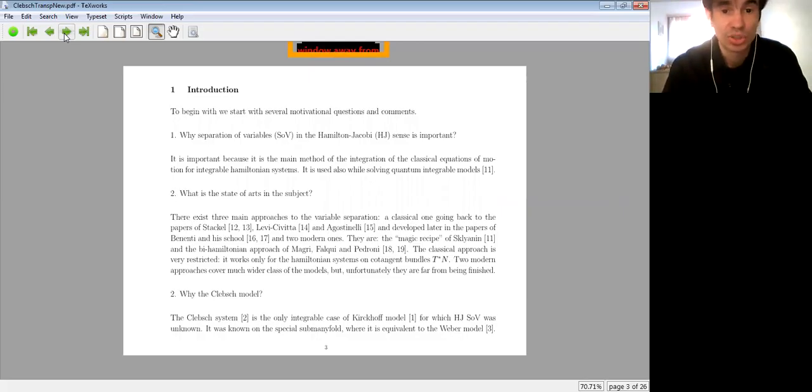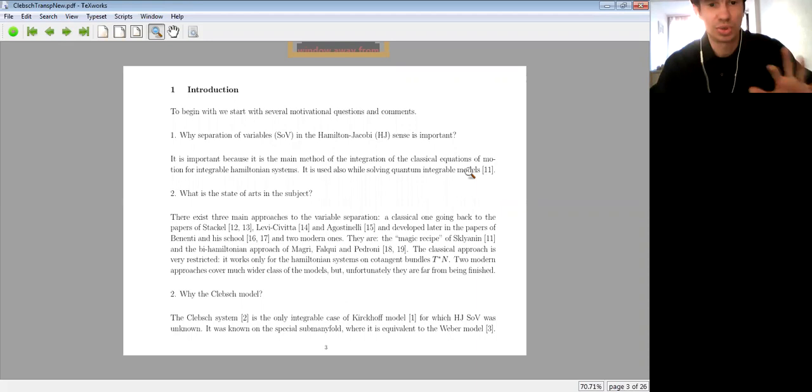It is also used while solving quantum integrable models, as it is well known since the papers of Sklynin. Probably during my talk, I will not show you these references. I will show and comment on the references at the end of the talk. Okay.